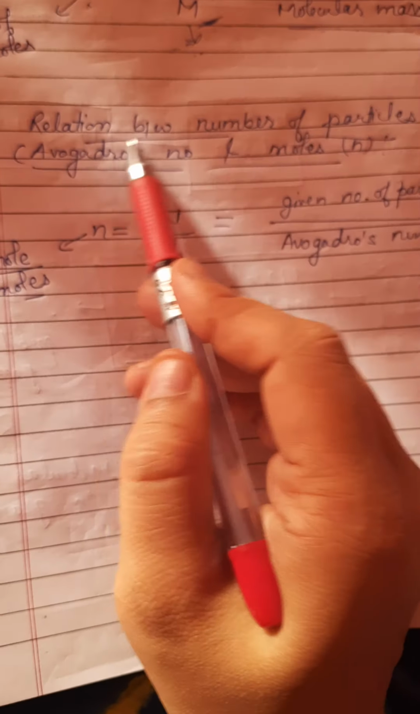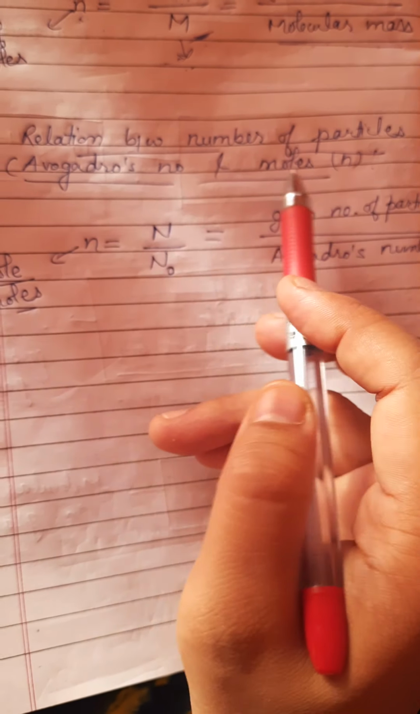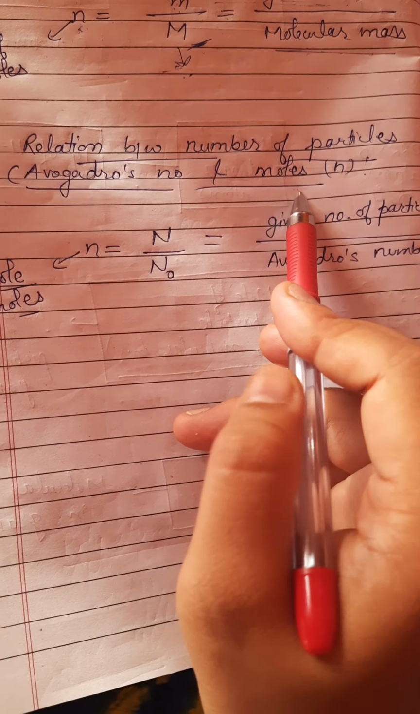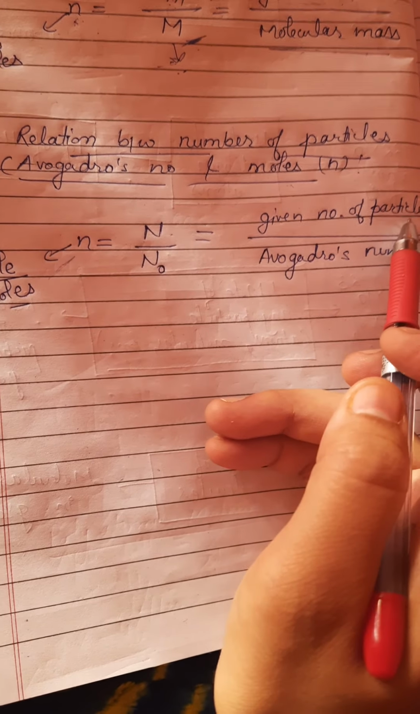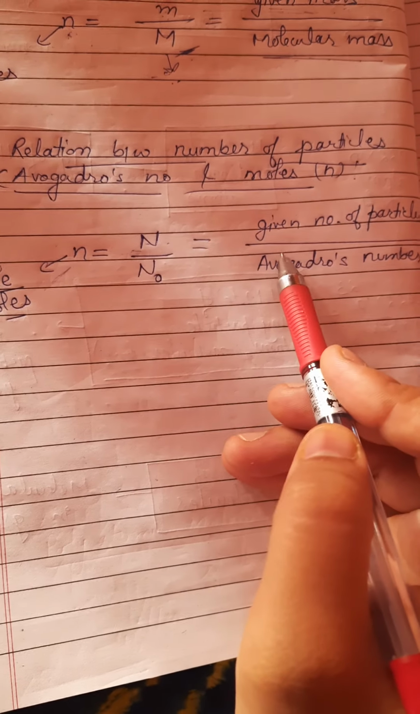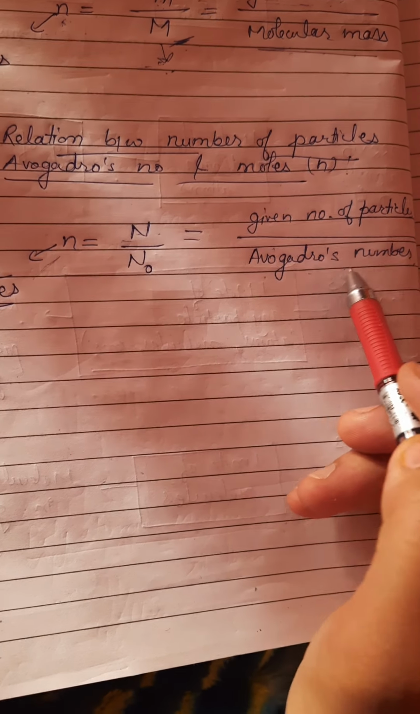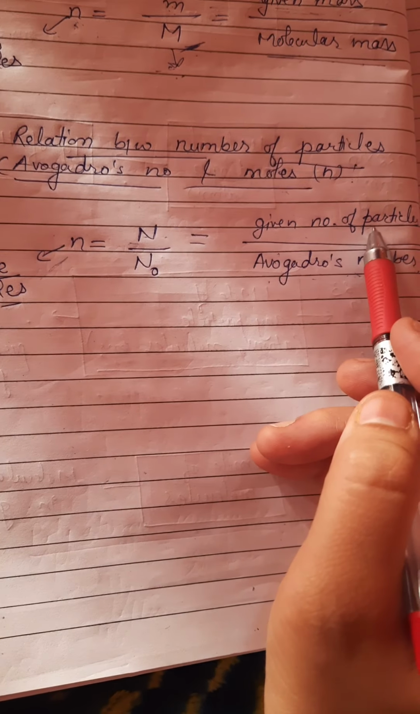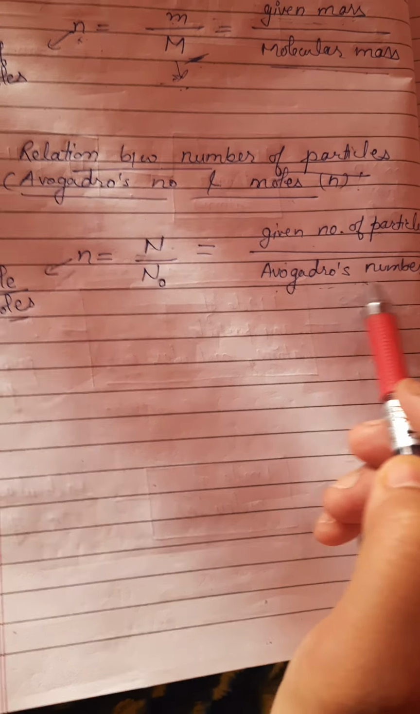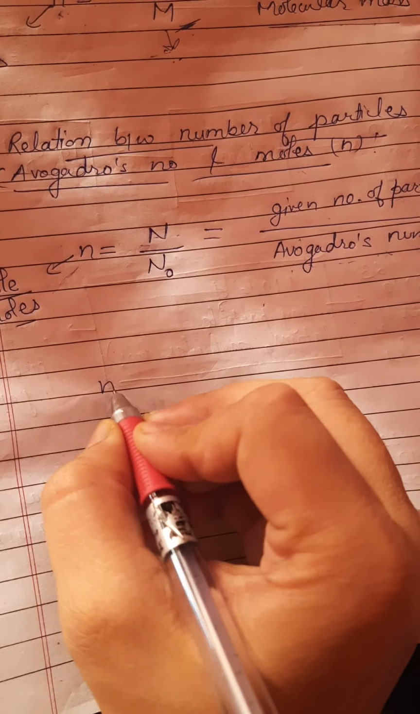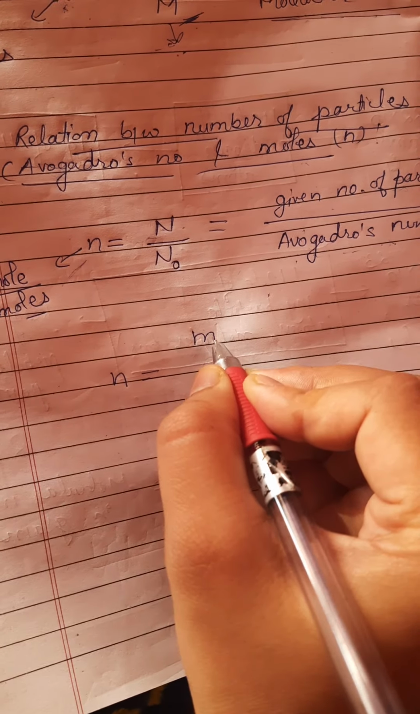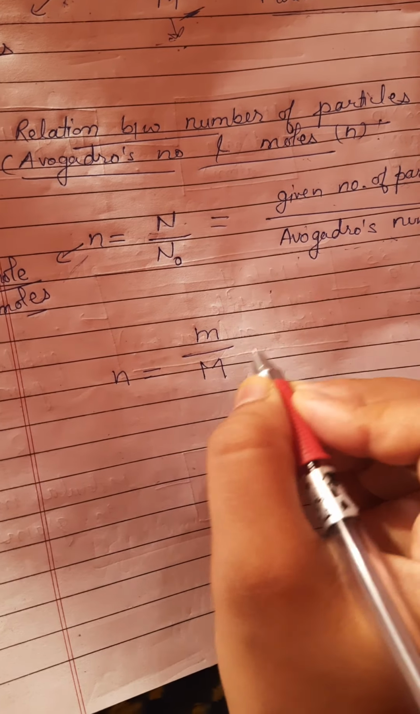The second relation is the relation between number of particles and moles. Number of moles is equal to the given number of particles, that is N, divided by Avogadro's number. This is the relation. So simply you can write here n is equal to m divided by M.